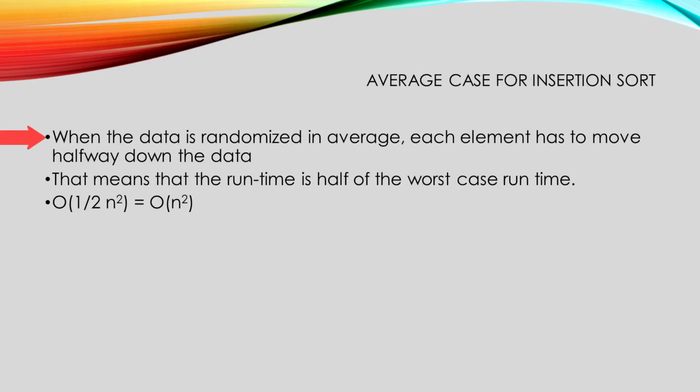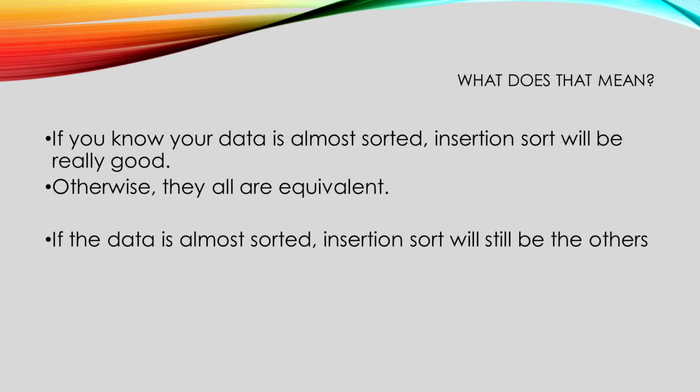The average case for insertion sort happens when the data is in random order. In that case, every element is going to move on average halfway toward the beginning of the array. So the average runtime is half the worst case runtime. Since we drop all of the constants and lower order terms, that is still big O of n squared. So all of our algorithms are big O of n squared unless your data is already sorted.